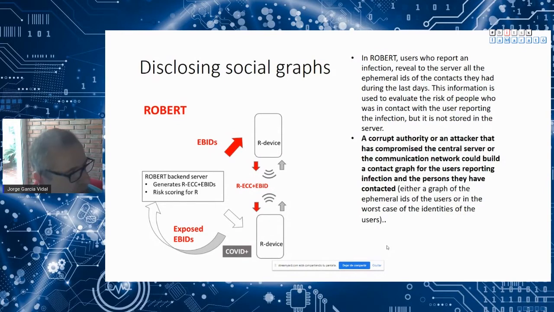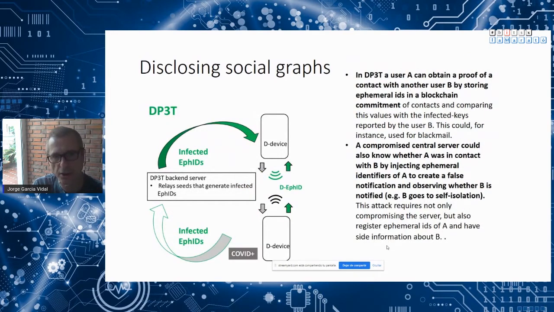Then there is also in ROBERT the possibility of disclosing social graphs. Essentially, when people report exposed EBIDs, I know that this person has been in contact with other persons. The backend server, in theory, could know that, or an attacker that has all the keys or the trapdoors used in the backend server could know that. So if the backend server is run by a corrupt authority or is compromised in security, there will be the possibility of building a social graph of contacts of people, which is a very serious privacy concern. This is very difficult to be done in the case of DP3T. At larger scale, it's almost not possible to be done in DP3T.